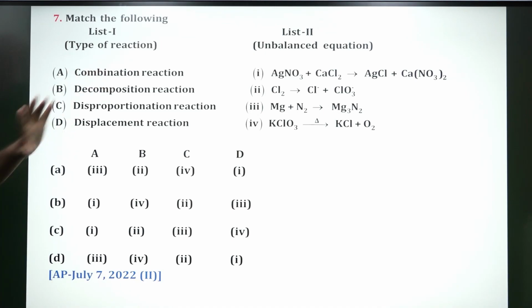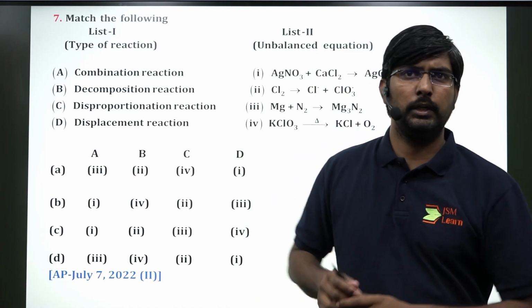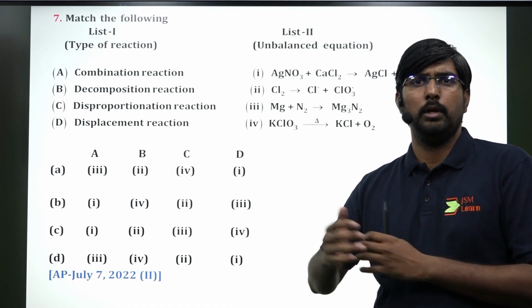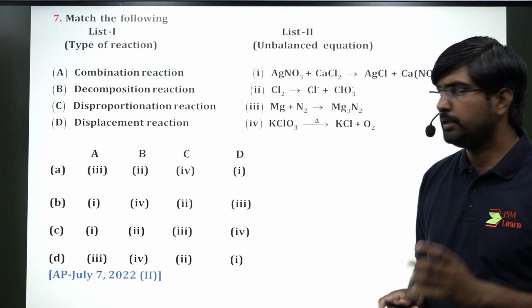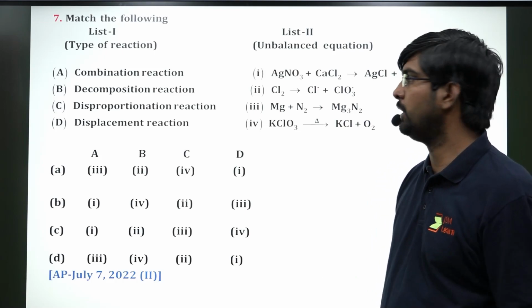Next, match the following. Here 4 different options are given and here reactions are given. We have to match. First one, combination reaction. What is a combination reaction? A reaction in which 2 or more species combine to form another product. So in this case, definitely one of the reacting species must be in the elemental state.